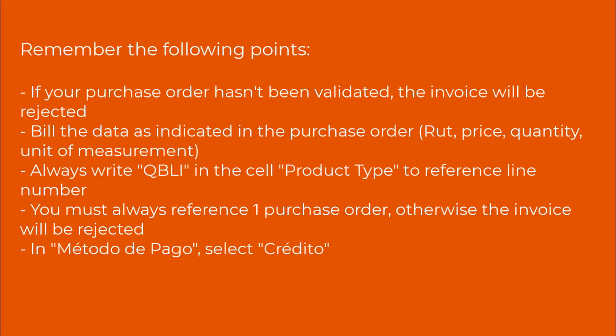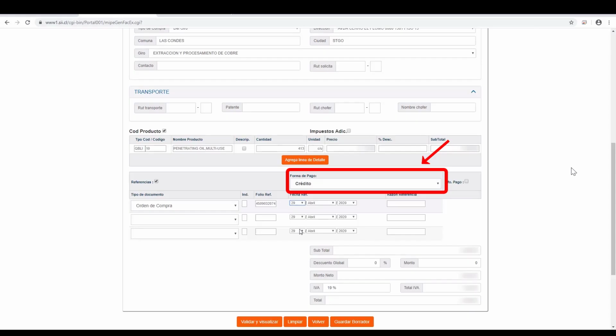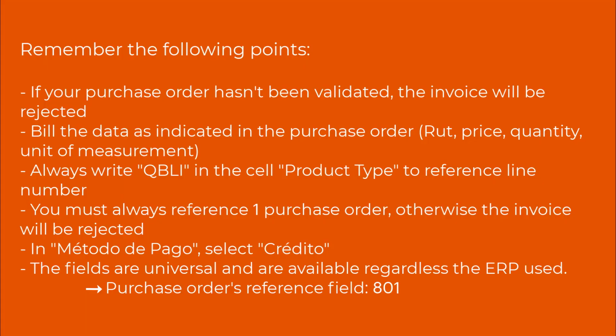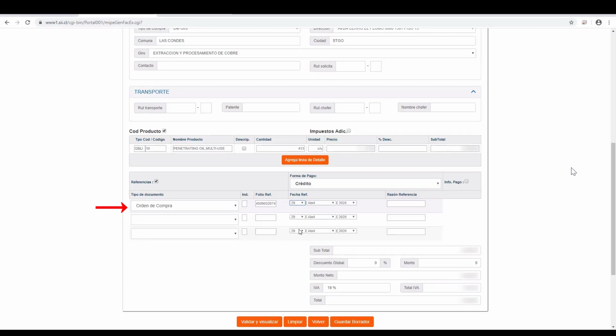In Método de Pago, select Crédito. The fields shown in this website are universal. No matter what ERP your company uses, you will have the same fields to enter the information.